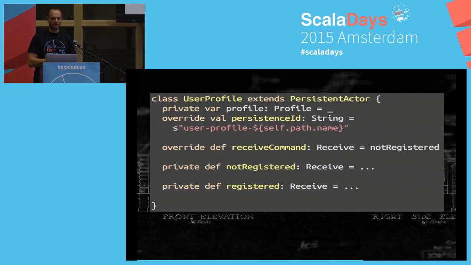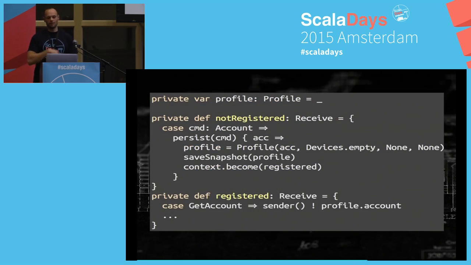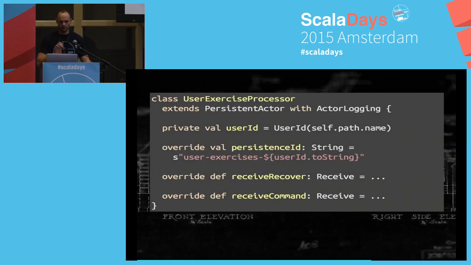It's another persistent actor. The pattern that you might notice here is that I change state. So I start by not being registered. This is a template, a blank user profile. When it receives the account message, it persists it, mutates its state, and with context.become, it switches behavior. When it is registered, I can reply to all the normal messages like get account, set account.